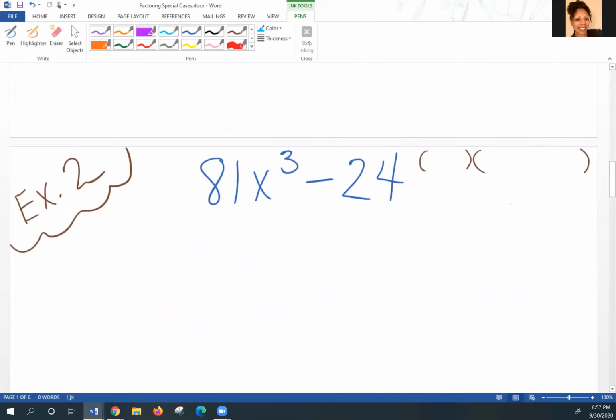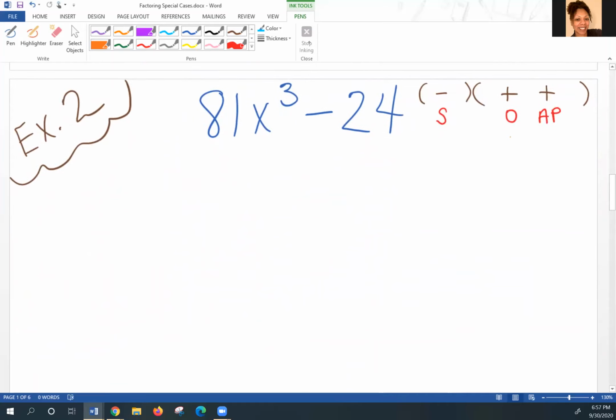Let's try another one. This time the sign is going to be a subtraction sign, which means it's the difference of cubes. Same concept, the only difference is the signs. So it still spells out SOAP: same, because since this is a subtraction sign, this is going to be subtraction. Opposite, it's no longer subtraction, it's going to be a plus sign, and then always positive, so that's going to automatically be a plus.